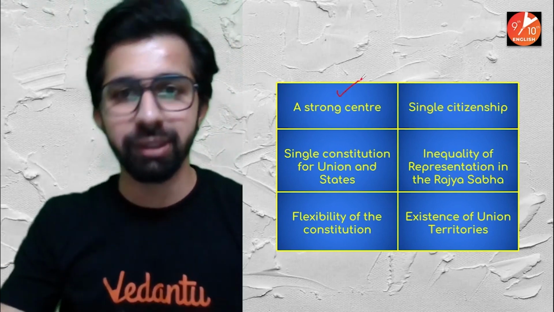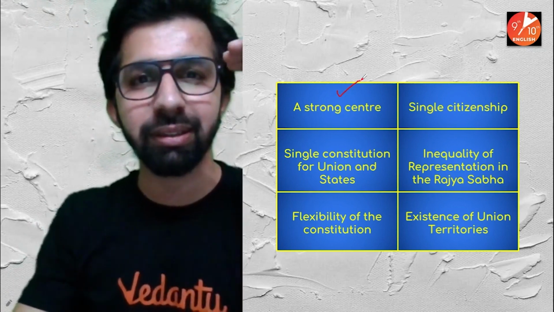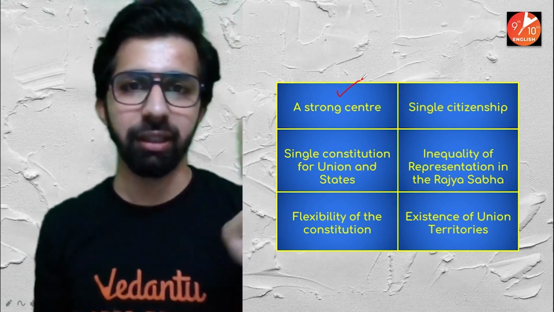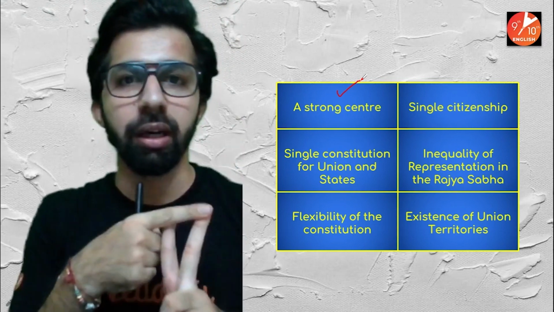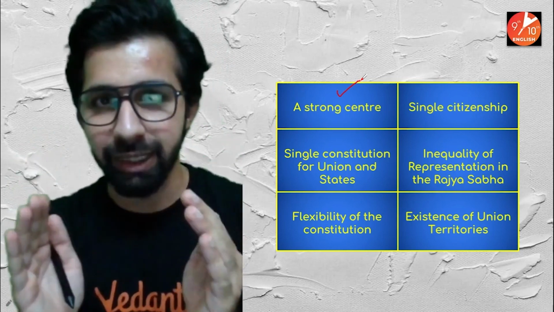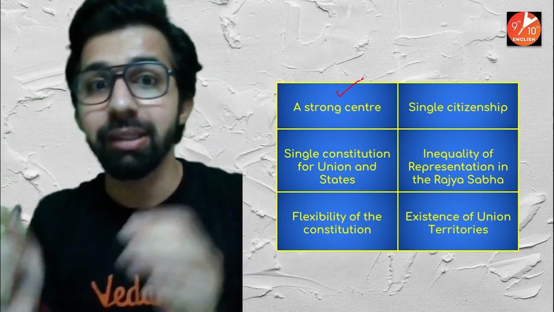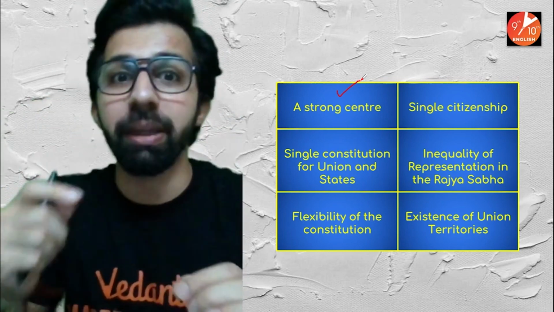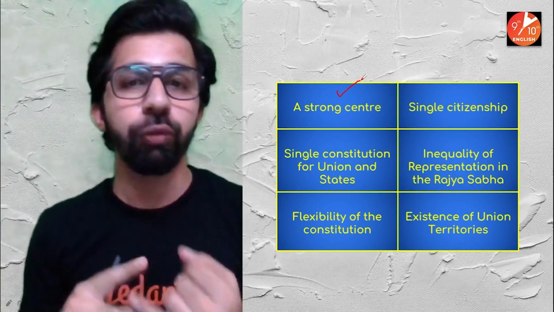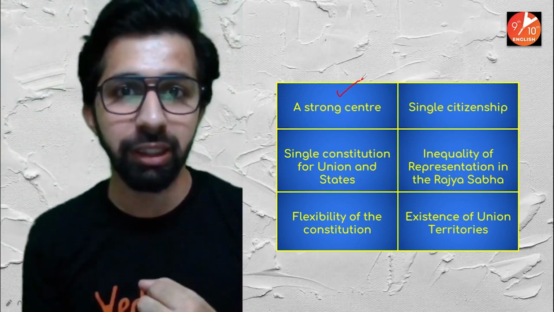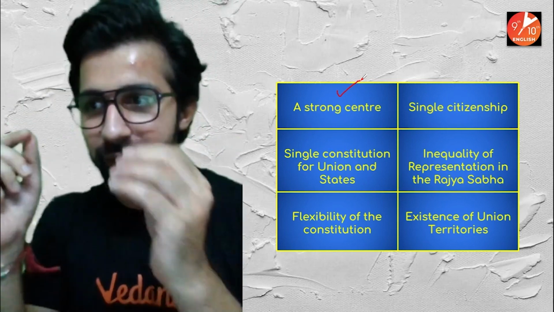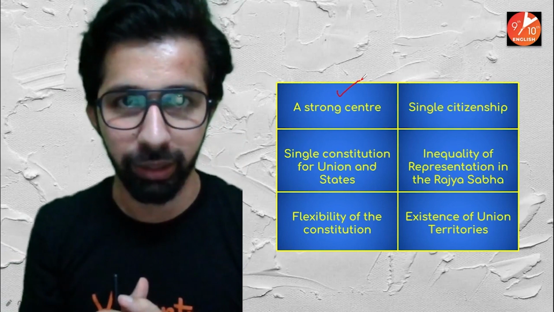A strong center. So guys, the central government is much more powerful as compared to the state government. How? Guys, there are three major lists: Union list, State list and Concurrent list. What is the Union list? The central government is responsible for making laws on the subjects included in the Union list. For example, foreign affairs, or currency, which should be common across the country. So the rules and regulations on such subjects, the central government is supposed to make.